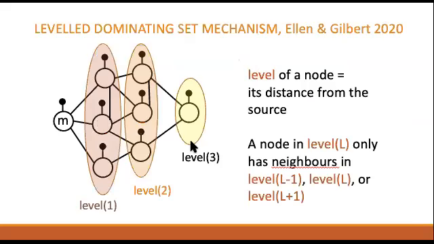The level dominating set mechanism is a modification of the dominating set mechanism. It makes use of the level of each node, which is its distance from the source. For example, in this network, the nodes in the brown circle are in level 1. The nodes in the orange circle are in level 2, and the node in the yellow circle is in level 3. It follows from breadth-first search that the neighbors of a node in level L are in levels L-1, L, or L+1.